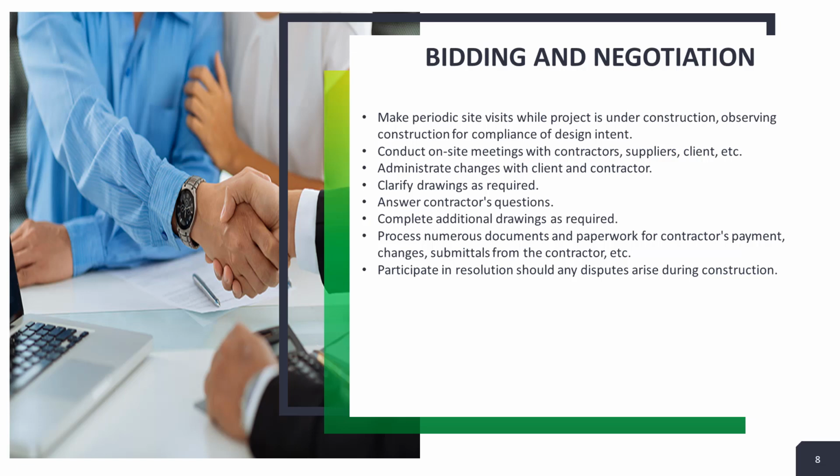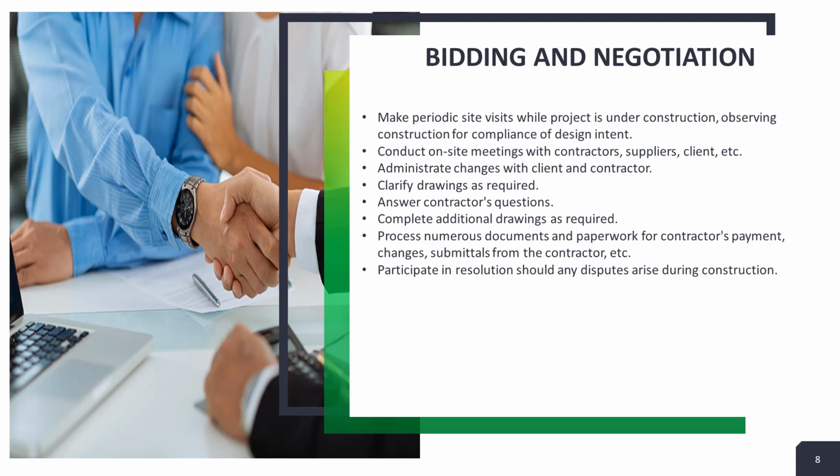The work in this phase typically includes the following: prepare documents for bidding, such as the invitation to bid, instructions to bidders, and the bid form. Advertise bid and solicit contractors to bid on the project. Coordinate and provide bid documents to bidders. Check bidders' qualifications, such as references, insurance, experience, personnel, etc.